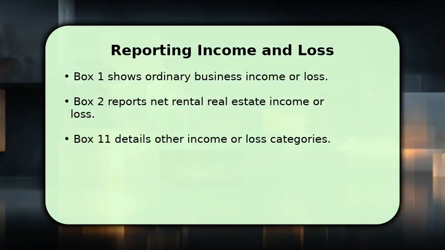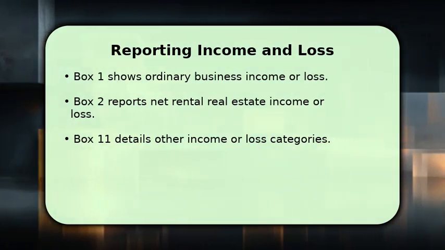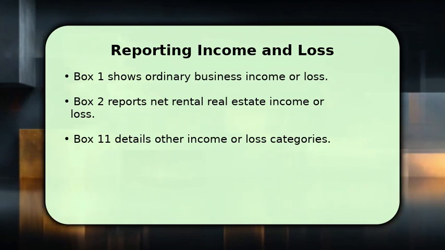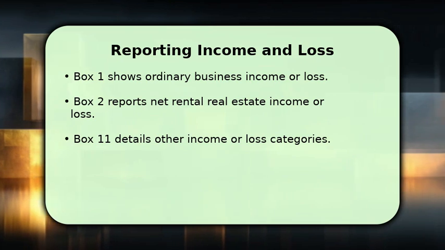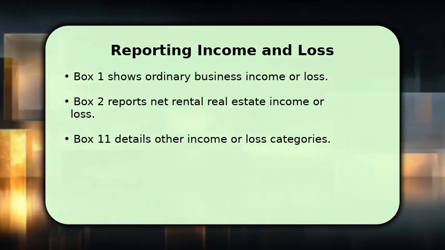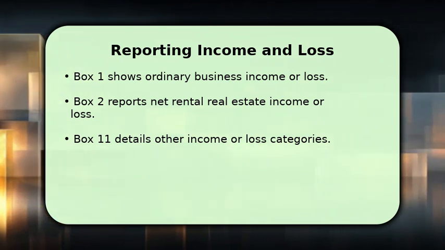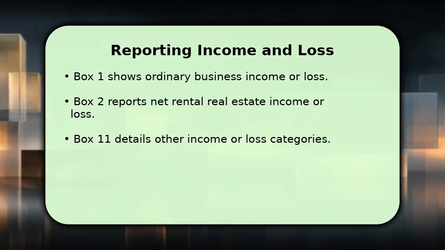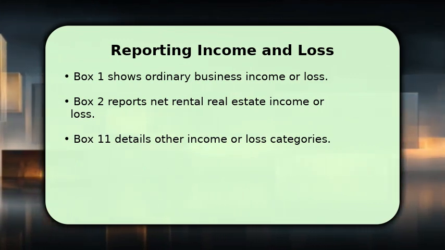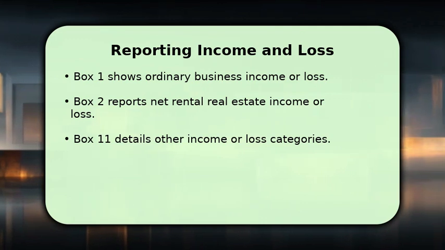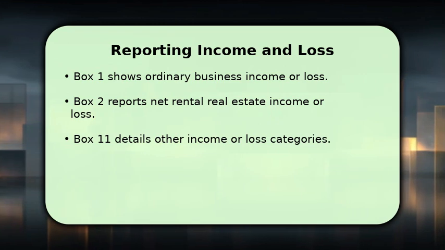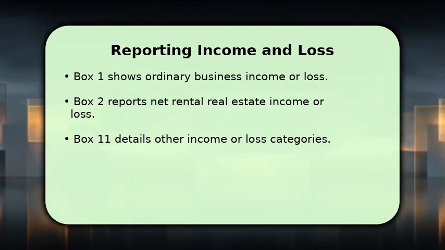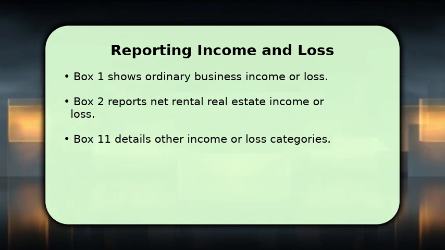When reporting income and loss, several boxes are key. Box 1, as mentioned, is for ordinary business income or loss. Box 2 reports net rental real estate income or loss. You might also see amounts in Box 11 for other income or loss categories, such as portfolio income. These figures are then transferred to specific lines on your personal income tax return, like Schedule E or Schedule D, depending on the type of income.